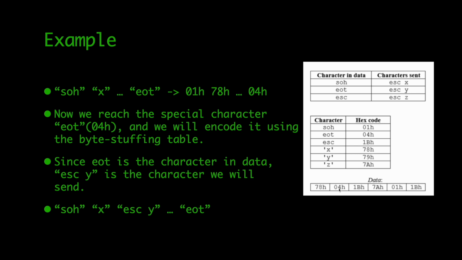And we see that we've reached a special character. So we can ask, what is 04H? 04H is EOT. Is it in this table? Yes. And we'll need to encode that using this table. We can write that out as escape Y, which is what it tells us to do when we reach 04H, which is EOT. So we can write out what we've received so far.